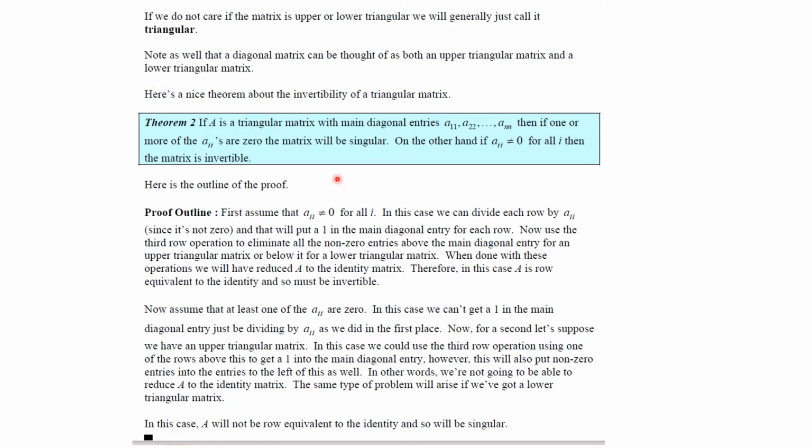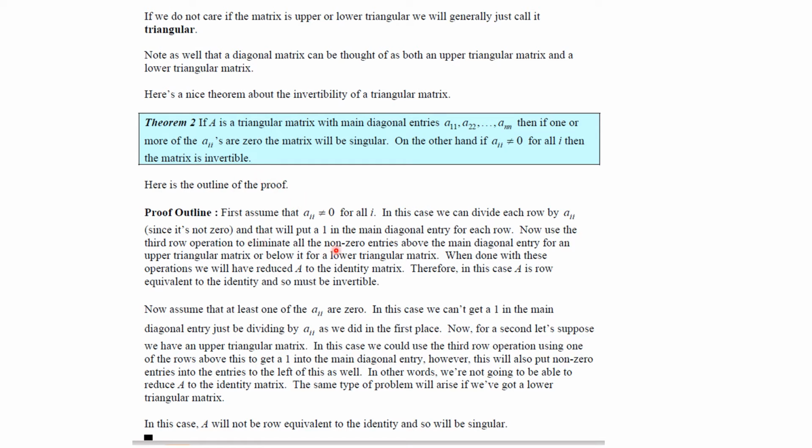So here's a theorem describing how invertibility works for triangular matrices. The theorem states, if A is a triangular matrix with main diagonal a_1,1, a_2,2, all the way down to a_n,n, then if one or more of the a_ii's are zero, the matrix is singular. On the other hand, if a_ii does not equal zero for all i, then the matrix is invertible. Let's look at how the proof of this will work.